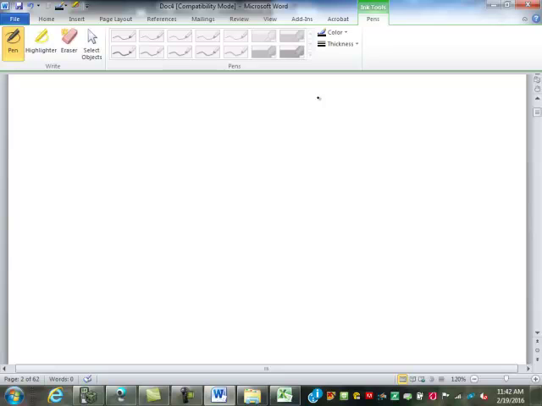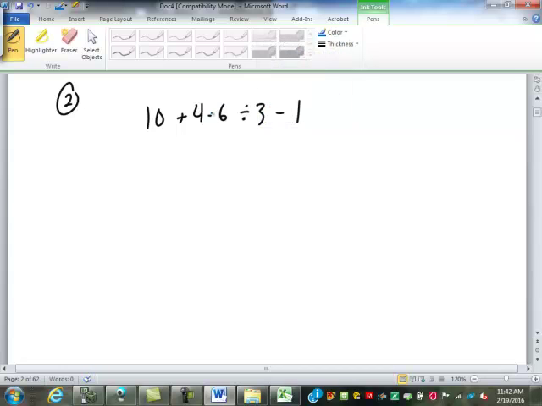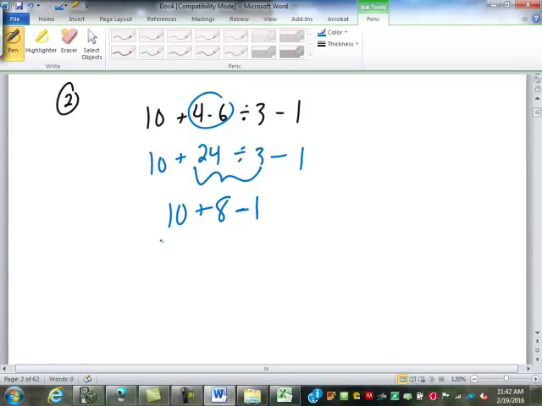Let's just kind of zip down through number 2 here. So here we've got 4 times 6 is 24. 24 divided by 3 is 8. 10 plus 8 is 18, minus 1 is 17. Most people did pretty well on that one.